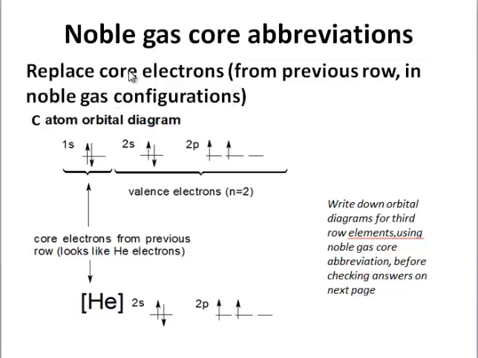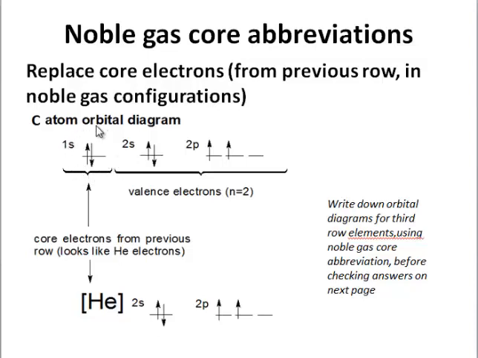Let me illustrate with the carbon atom. Here is an orbital diagram for the carbon atom: 1s, 2s, and 2 electrons in the 2p orbitals, as we saw in the last lecture. Here, 2 electrons in a 1s orbital. First, you'll notice these are core electrons, and the valence electrons are these 2s and 2p electrons with n equals 2. These n equals 1 electrons are core.